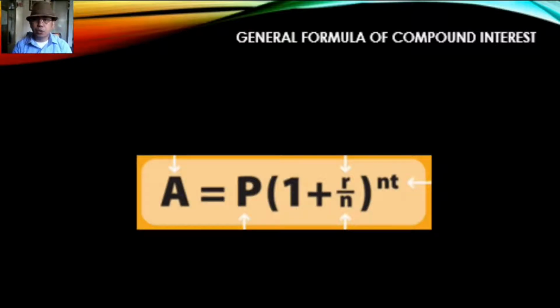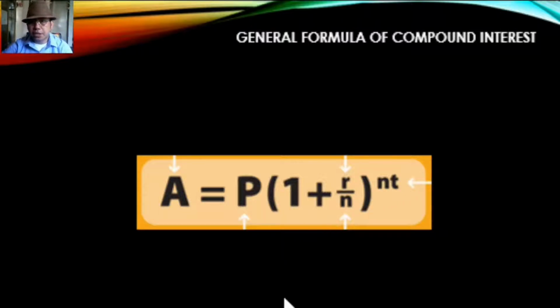In this slide, we'll be focusing our attention on the general formula of the compound interest. So what is the general formula of the compound interest? Let's study it. A, which stands for amount, is equal to P multiplied by the quantity 1 plus the quotient of r over n raised to an exponent n multiplied by t.